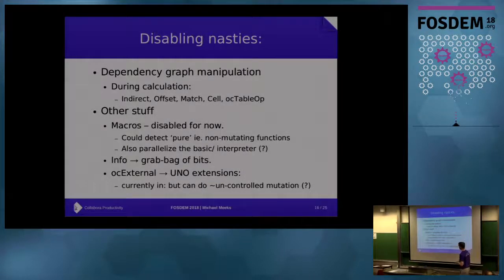So by turning various things off, indirect, offset, match, and so on, and actually VLOOKUP and HLOOKUP generate new dependencies as they calculate. So turn those off.